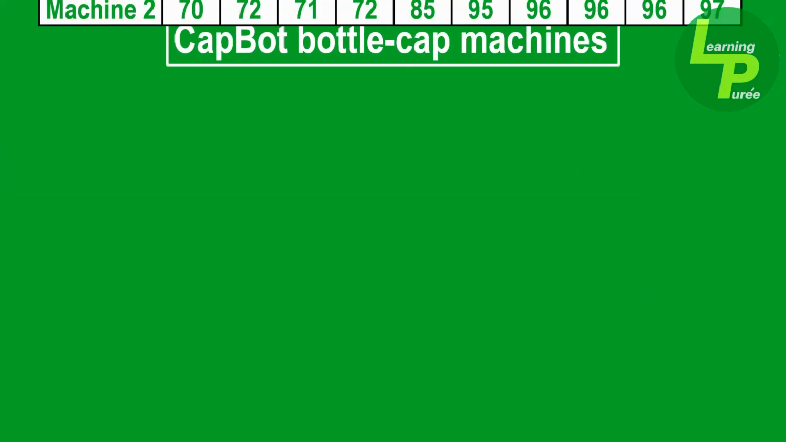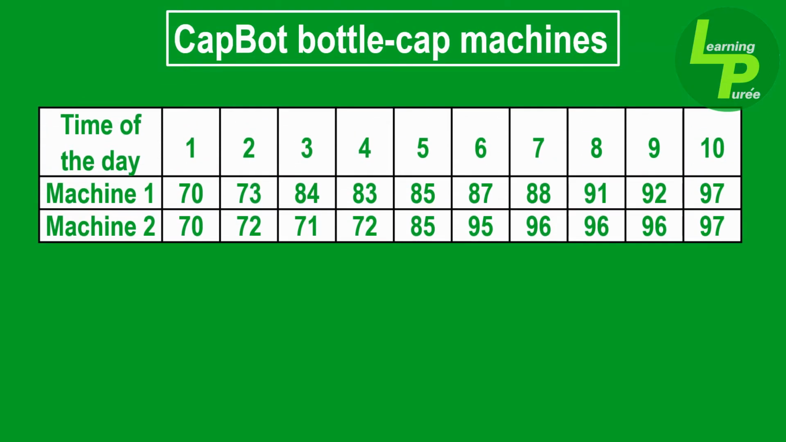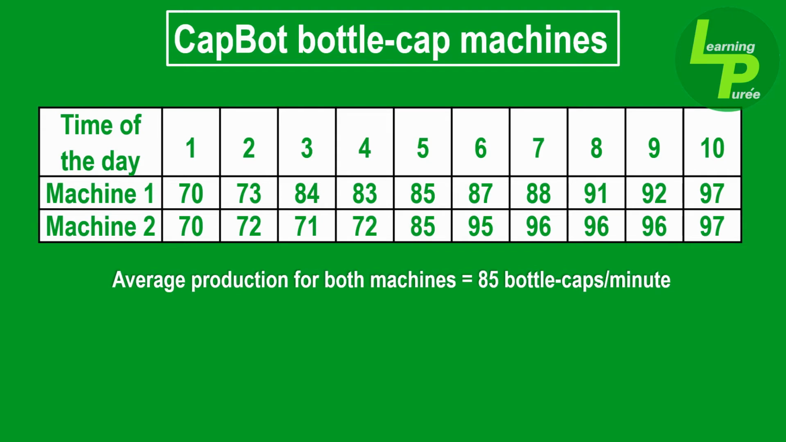The data on number of bottle caps produced per minute at 10 different times of the day from both the manufacturers is like so. If we calculate the mean and range for the data, we observe that both machines have the same average, that is 85 bottle caps per minute, and the range is 27. This analysis further complicates his decision.